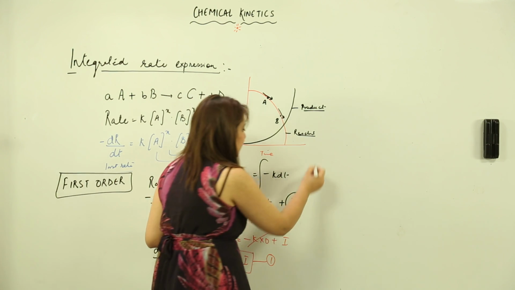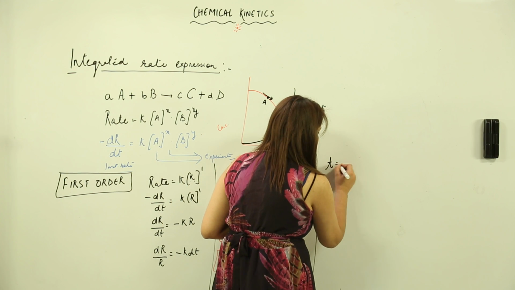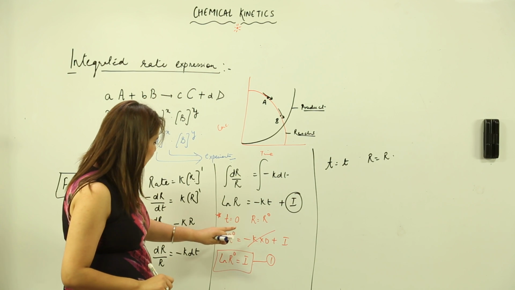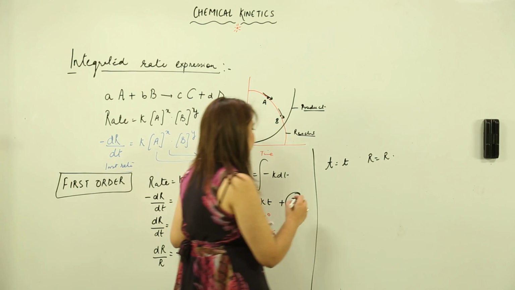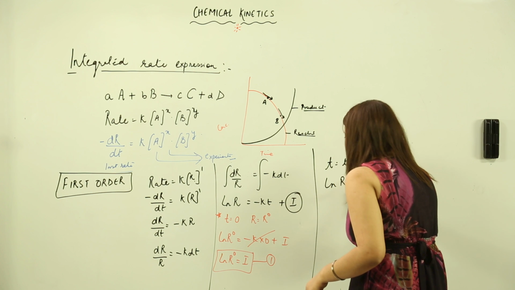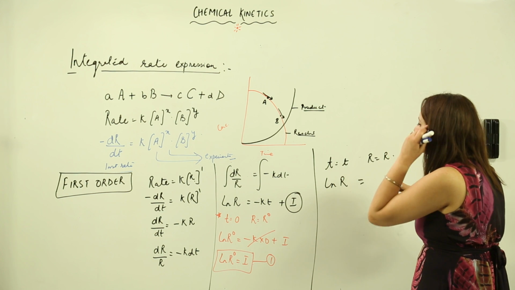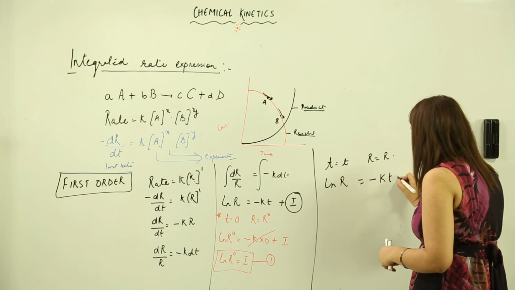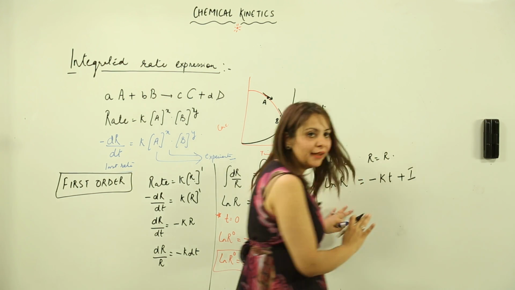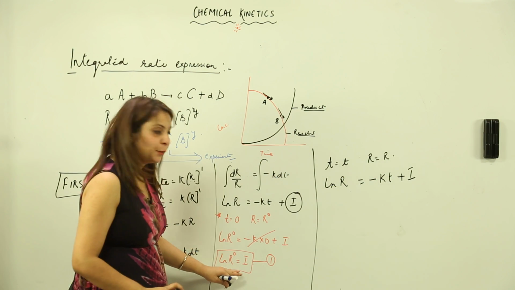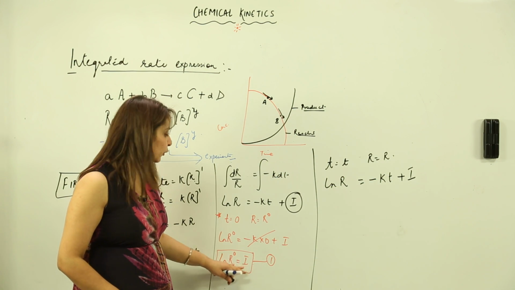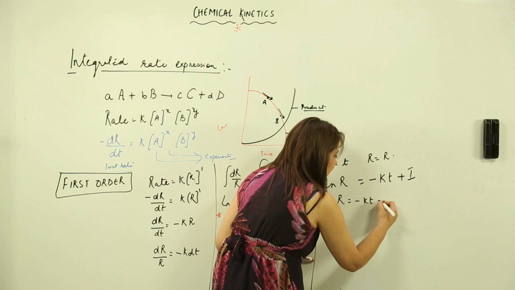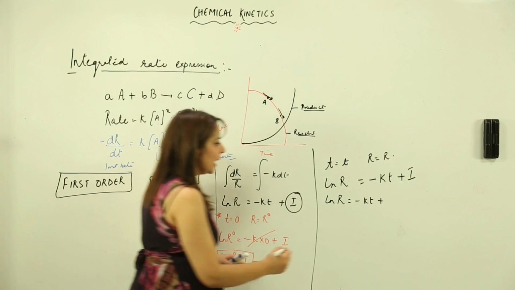Now suppose we increase the time from t0 to t. So that means the rate now becomes R. Now putting this value in this expression, what we get is ln R is equal to minus kt plus I. This is the original equation we have. I am putting the value of I from the expression which we got by considering the time as 0. So we have ln R is equal to minus kt plus ln R naught.